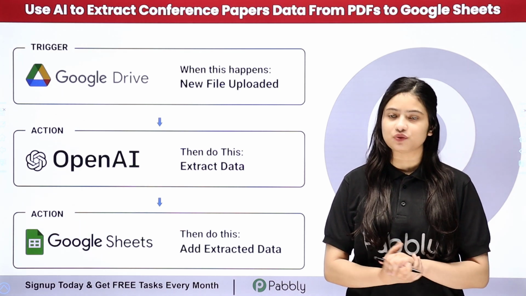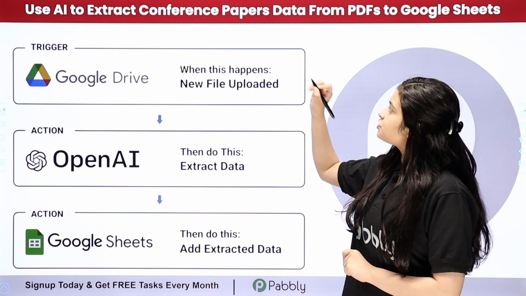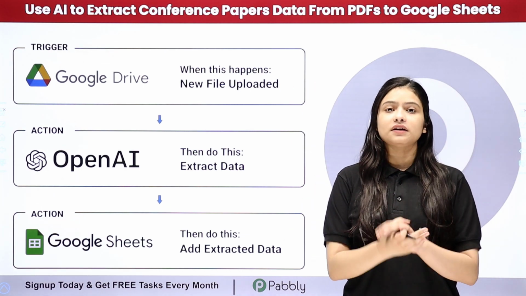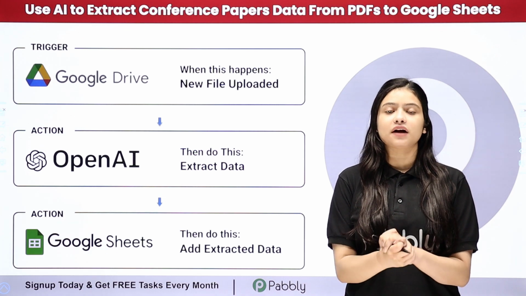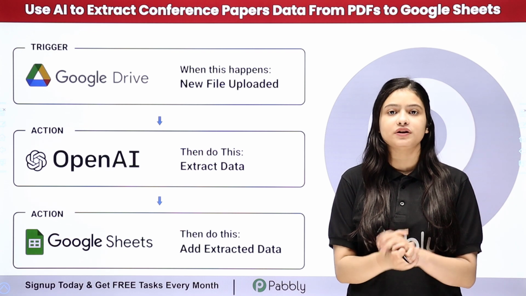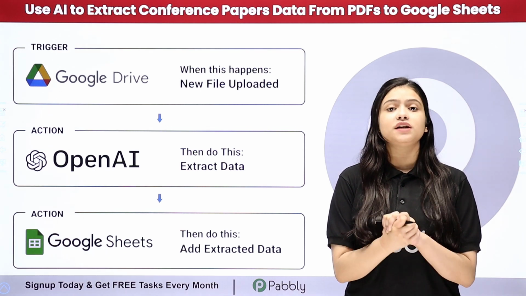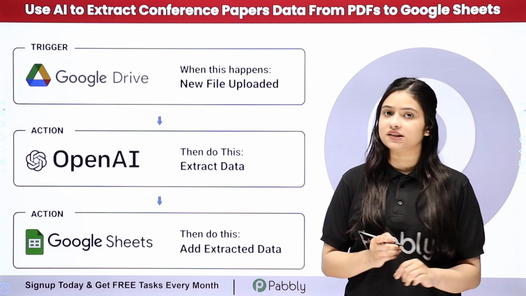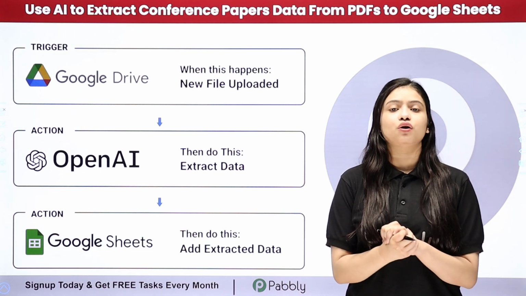In this video, we are going to learn how to use AI to extract conference paper data from PDFs to Google Sheets. So for my international conferences, I need to extract the details which I am receiving from the conference papers of multiple authors in PDF format. And I need to create a systematic record of all the details of the conference papers in my Google Sheets. But doing it manually is taking a lot of time.